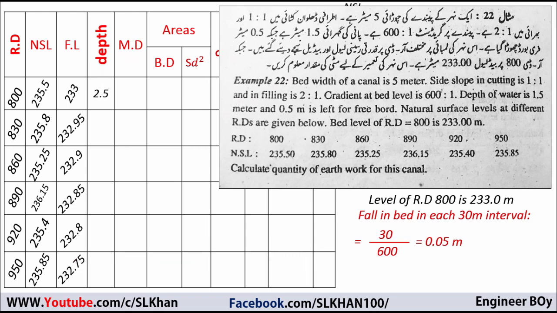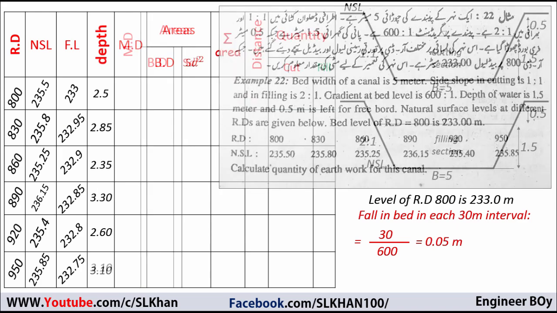So simple. And again, to calculate the depth at RD 830, we just subtract the FL, which is 232.95, from this NSL, which is 235.8. So to get the depth at RD 830, we subtract the FL, and that is going to be 2.85, and so on, the same thing. Just do it.